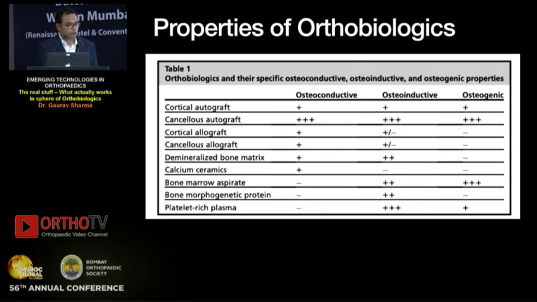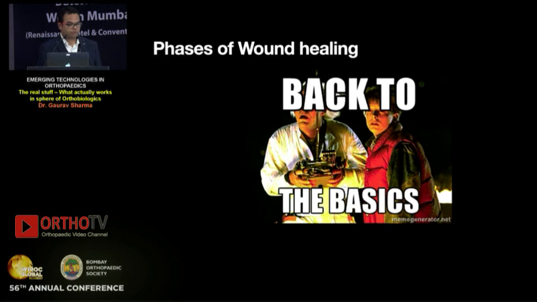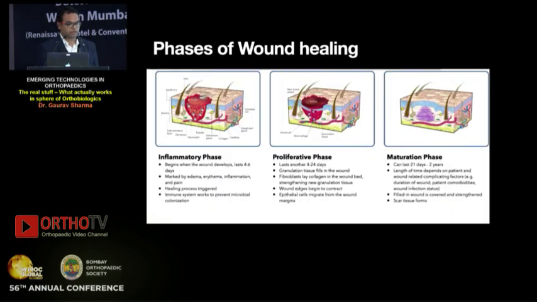Now, coming to the properties of orthobiologics, as we know, bone grafts are osteoconductive, osteoinductive, as well as having an osteogenic potential. Whereas the bone marrow aspirate, that is the BMAC, has osteoinductive and osteogenic potential primarily. And platelet-rich plasma is osteoinductive and osteogenic. One should go back to the basics, which include the phases of wound healing: inflammatory phase, proliferative phase, and the maturation phase. This is very important to see what pathology we are treating, whether it is a soft tissue or a bony pathology.